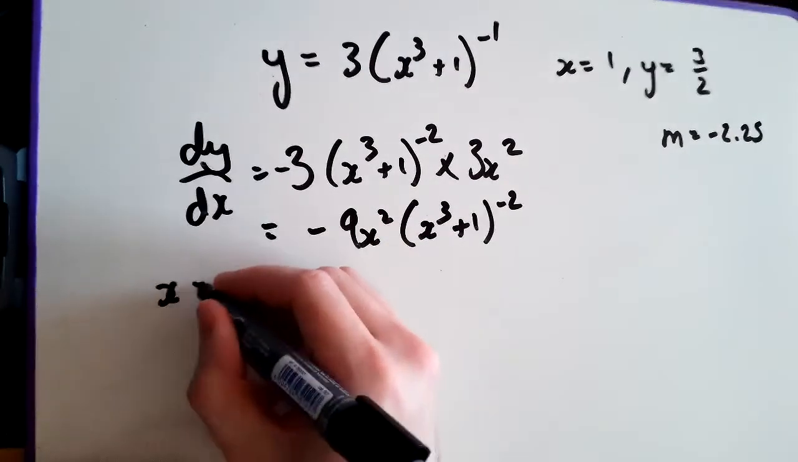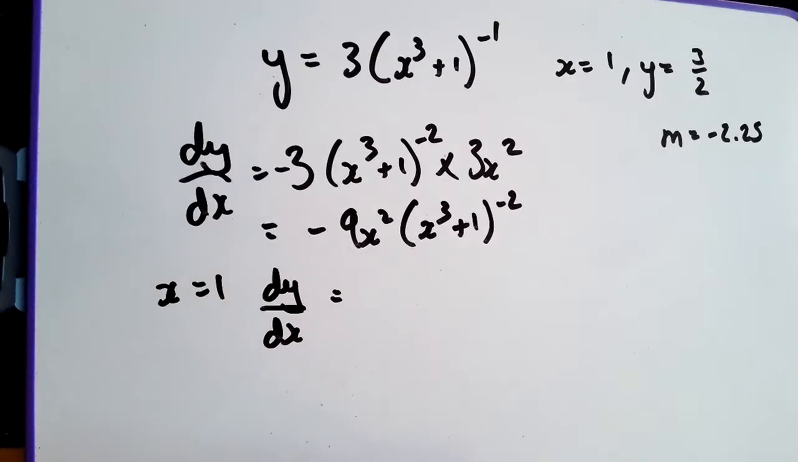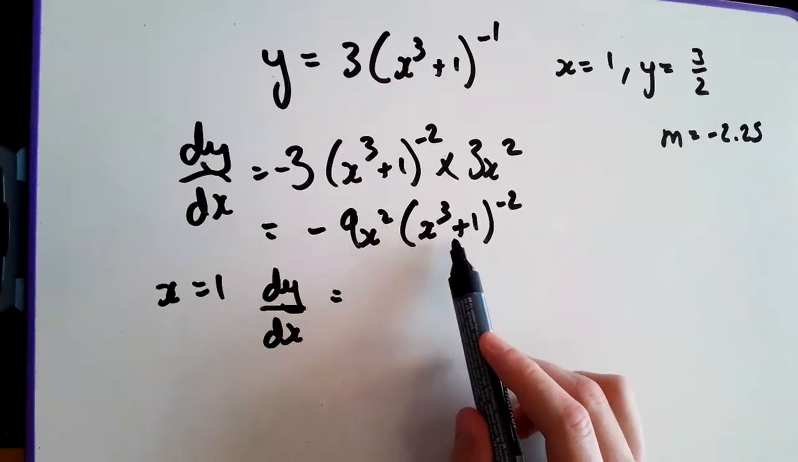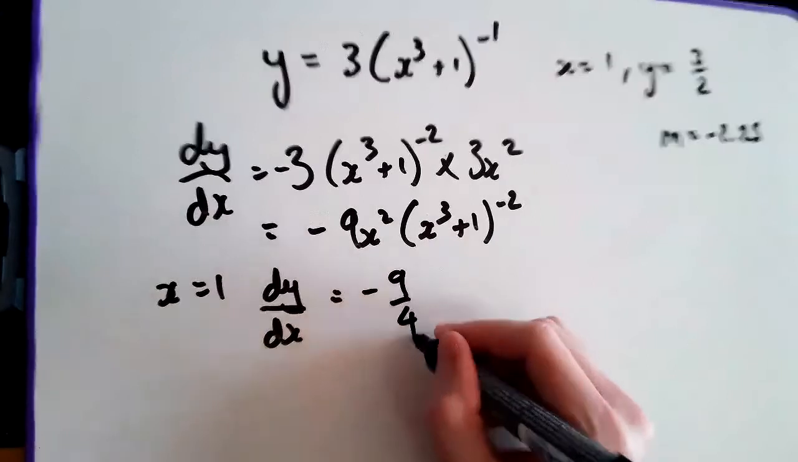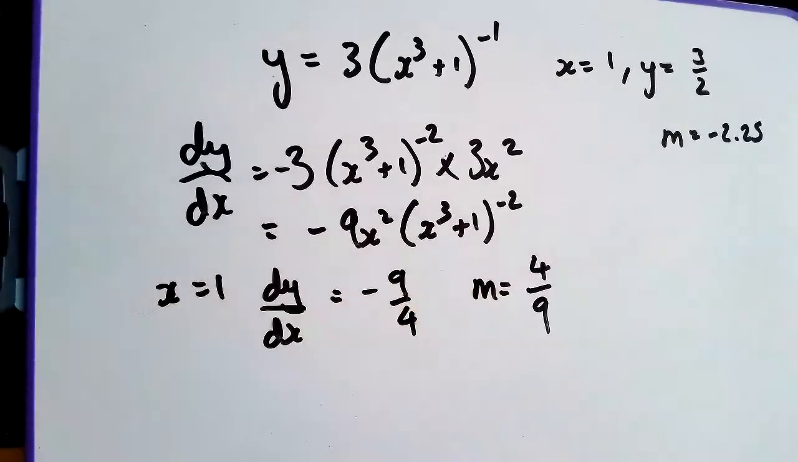I'm going to sub in x is 1, so I get dy by dx is, I sub in 1, I get minus 9 times 1 over 4, so minus 9 over 4. But it's normal, and you do negative reciprocal, so 4 over 9.